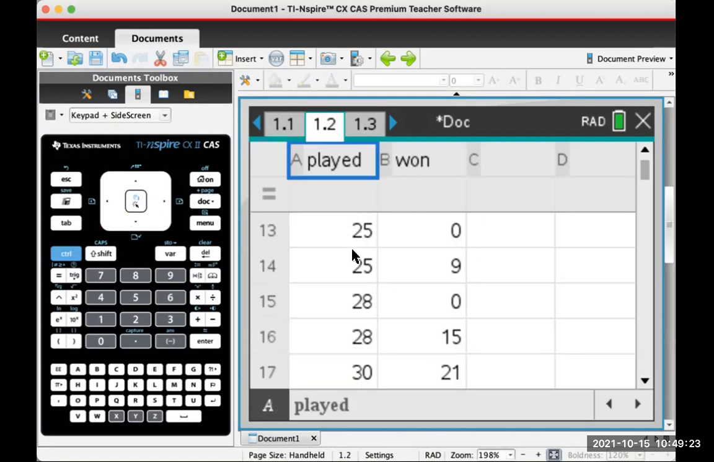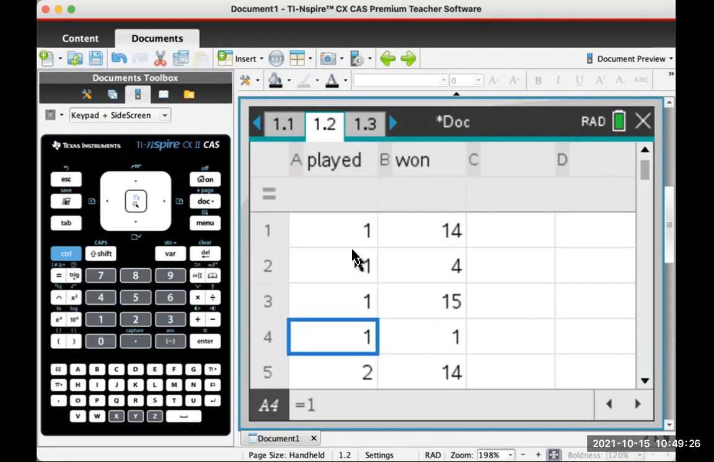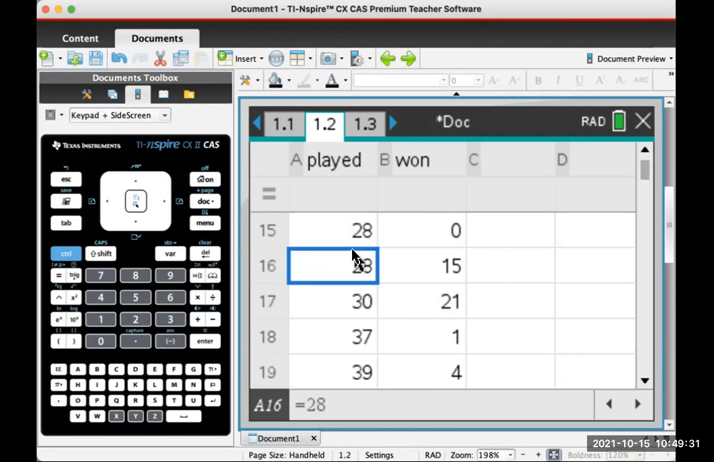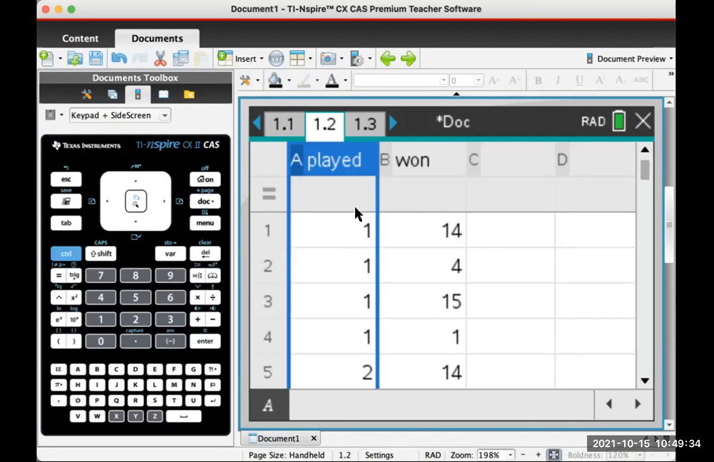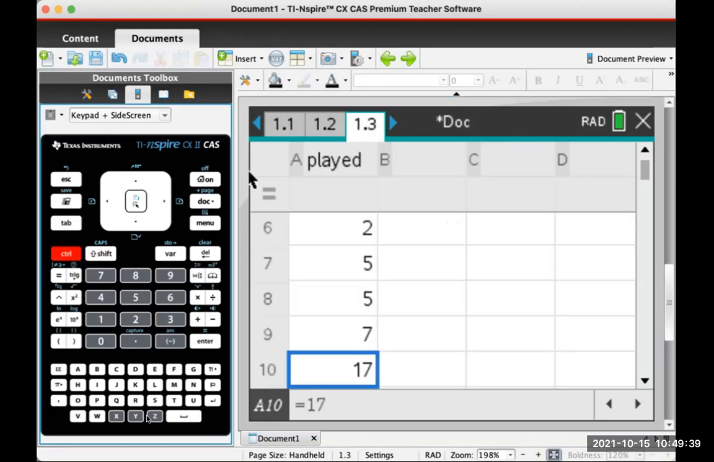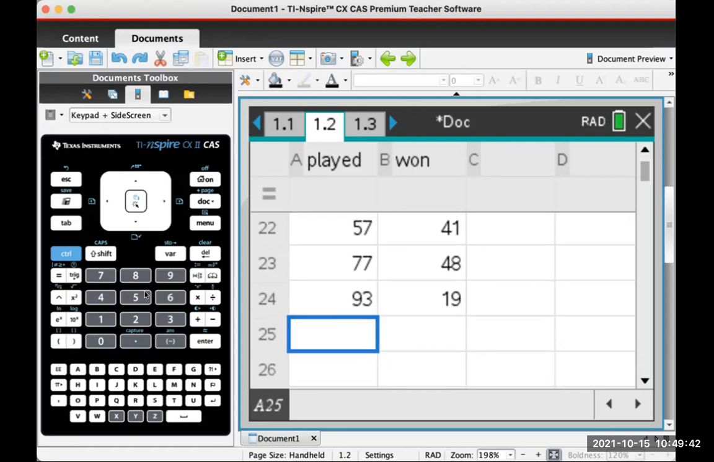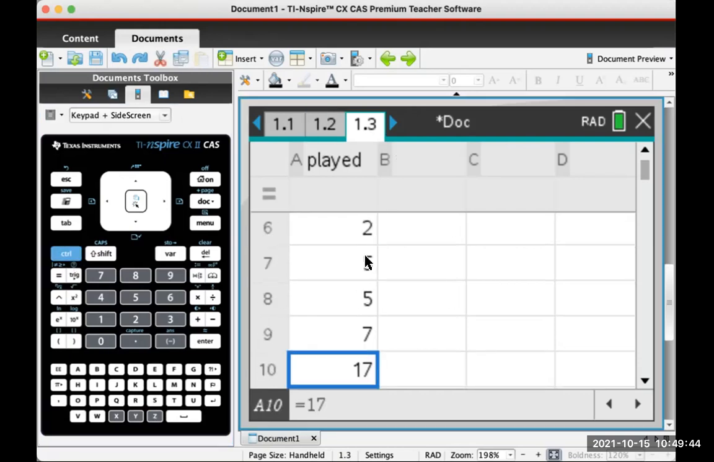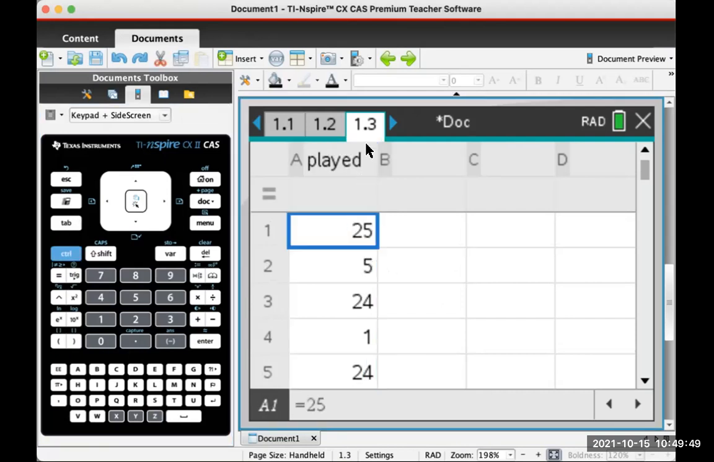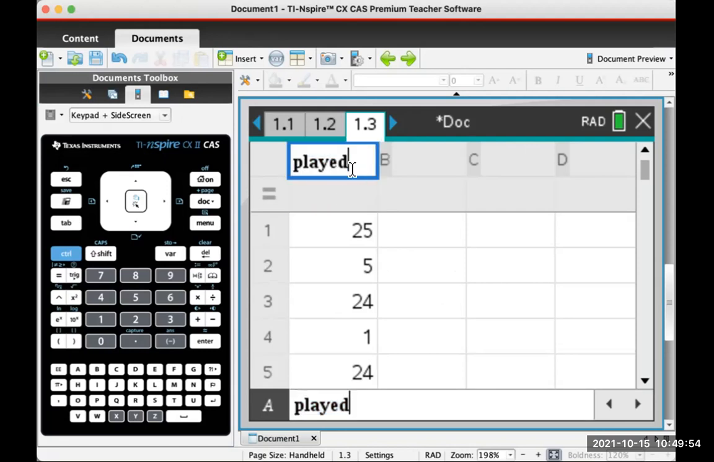But if we go over to 1.2, oh no. Oh no, it sorts that out too. No, everything's gone. Control Z. Control Z. Control Z. Undo, undo, undo. What do? What do? Play sort.